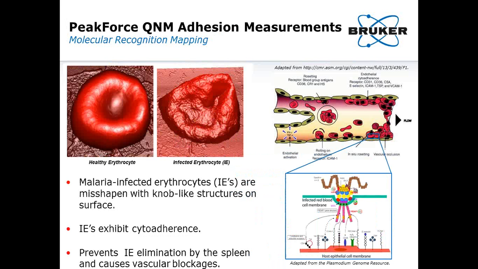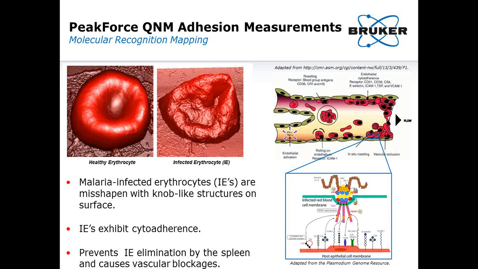Now, PeakForce QNM can not only be used to map stiffness, it can also provide high-resolution 2D maps of the adhesive interactions between the AFM probe and a surface. So you can imagine that if one were to attach a protein or a small molecule to the end of the AFM probe, and then use this probe to map a surface containing a complementary binding partner that specifically interacts with the molecule on the tip, the resulting PeakForce QNM adhesion map would now represent a map of specific molecular binding interactions, or a molecular recognition map.